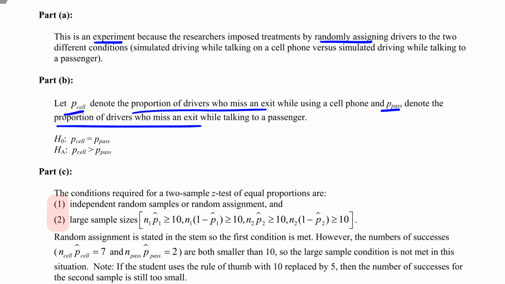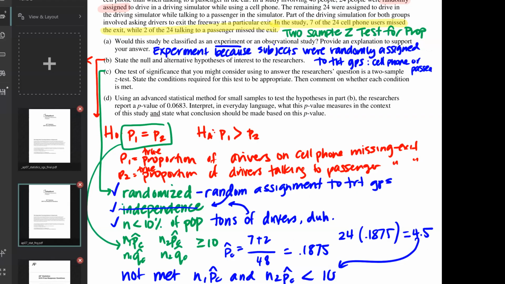If you use PC here, there's absolutely no reason that you would get in trouble. But you can see here, they basically say it is not met. They're both smaller than 10, so we can't meet it. Even if you use the rule of thumb where people use 5, it is still too small, so the conditions are not met to do a 2-sample z-test for equal proportions. All right, and then part D.